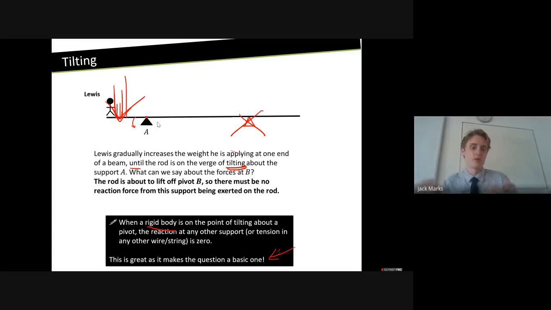Why do we say on the point of tilting? Well, you've seen so far, we like to answer questions about horizontal things because it's easier. So if we say it's on the point of tilting, we can get rid of that one, and then we can solve an equilibrium question with just one pivot. That's the idea.